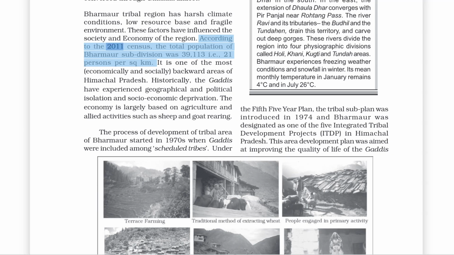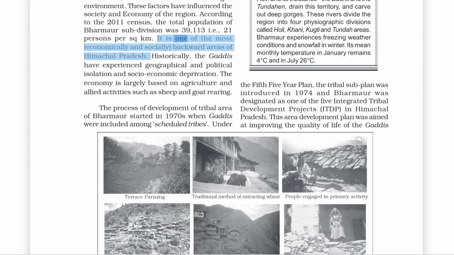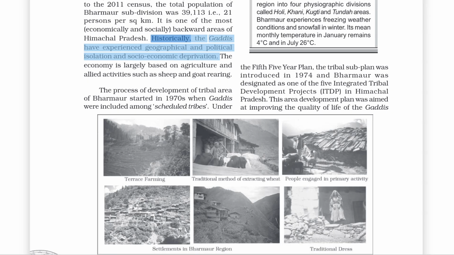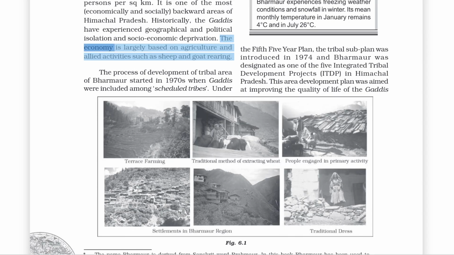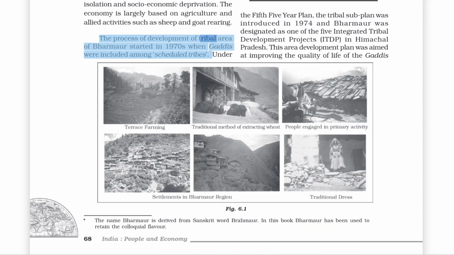According to the 2011 census, the total population of Bharmour subdivision was 39,113, i.e., 21 persons per square km. It is one of the most economically and socially backward areas of Himachal Pradesh. Historically, the Gaddis have experienced geographical and political isolation and socio-economic deprivation. The economy is largely based on agriculture and allied activities such as sheep and goat rearing. The process of development of tribal area of Bharmour started in 1970s when Gaddis were included among scheduled tribes.